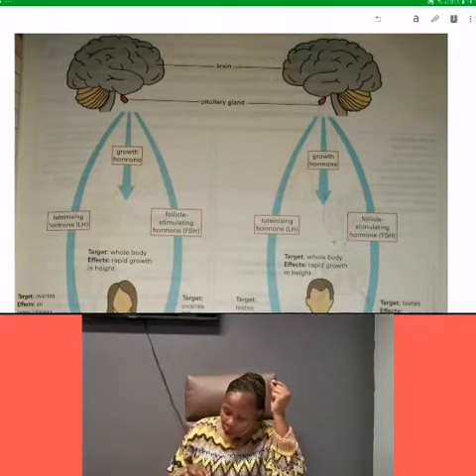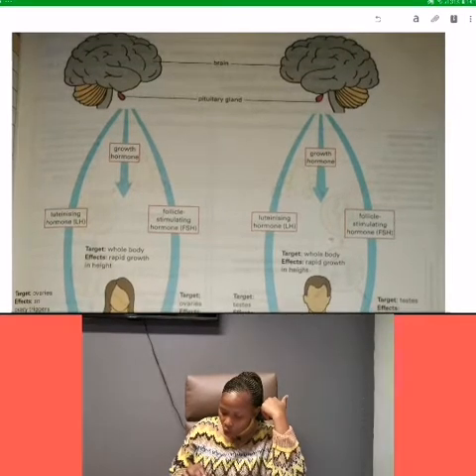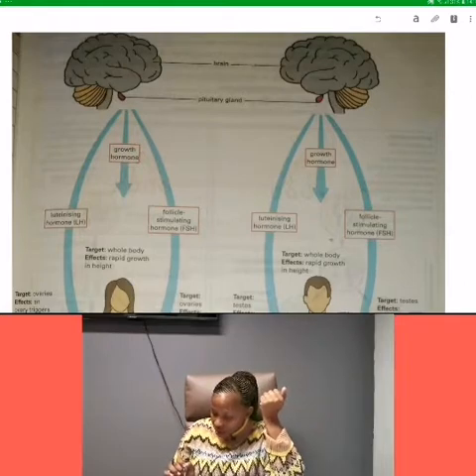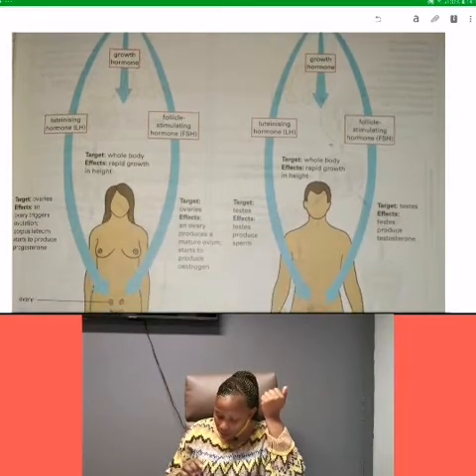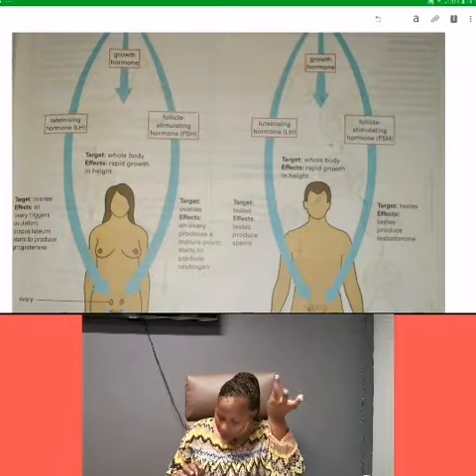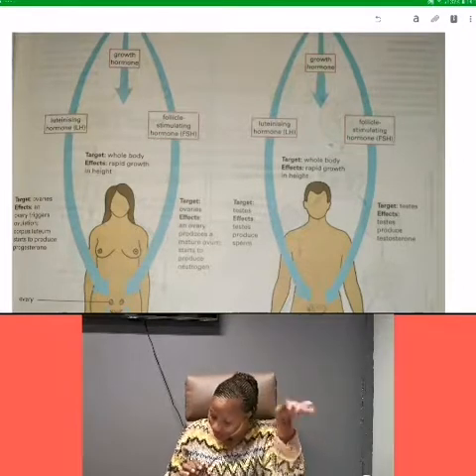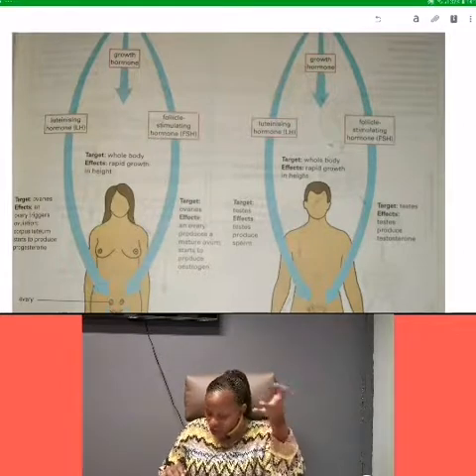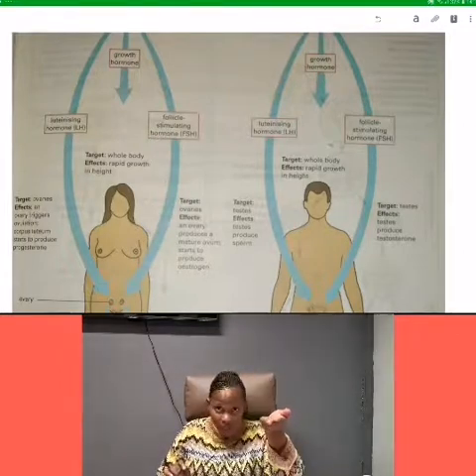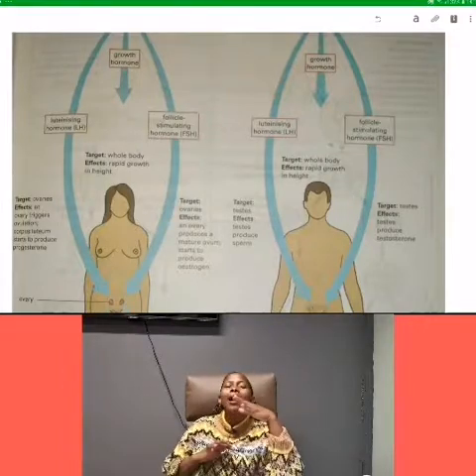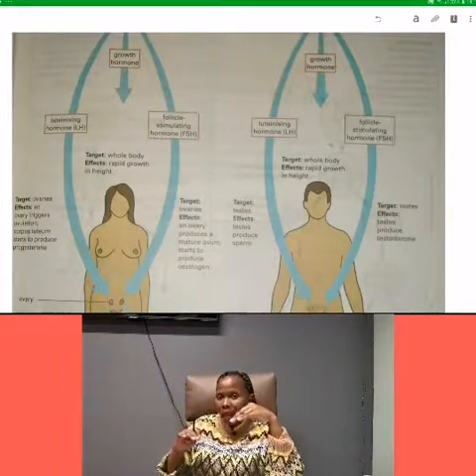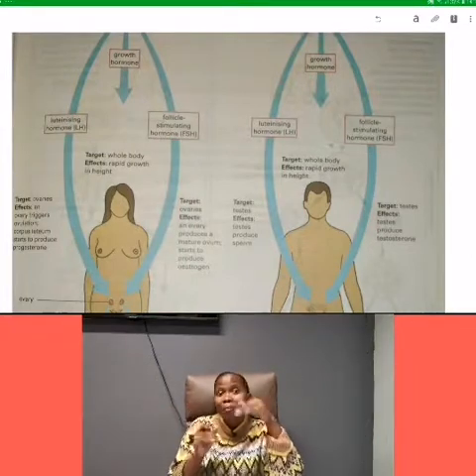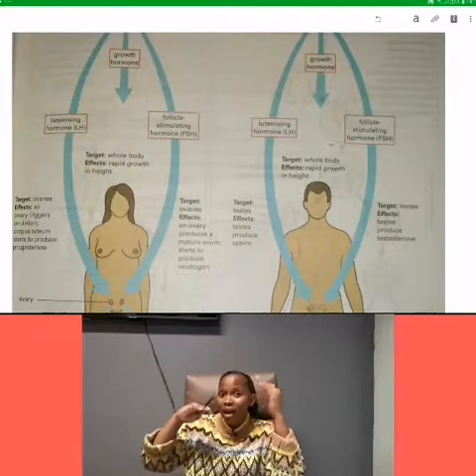We have a growth hormone here. Now what does the growth hormone do? I think that is obvious. In females, it targets the whole body, and its function is rapid growth in height. In males also it targets the whole body, and its function is also rapid growth in height. Usually men become taller than women. We do have some tall women in the world, but usually it's men who become taller than females.